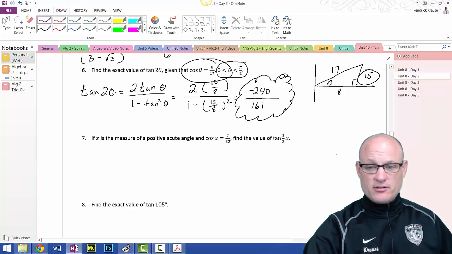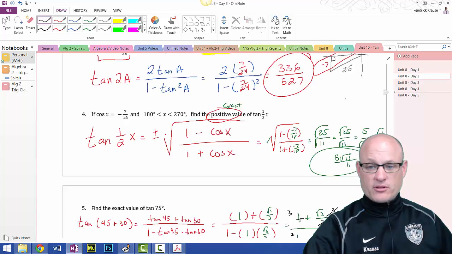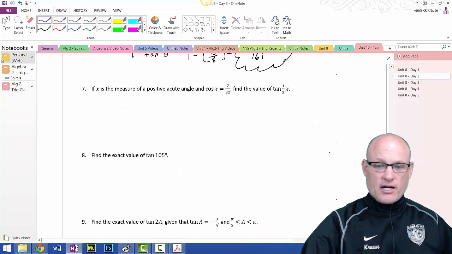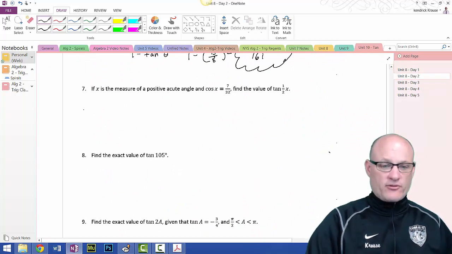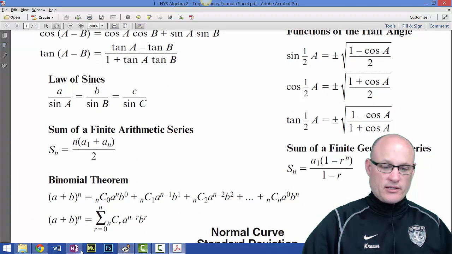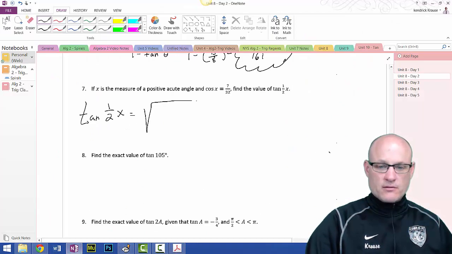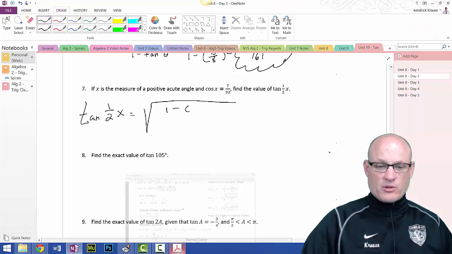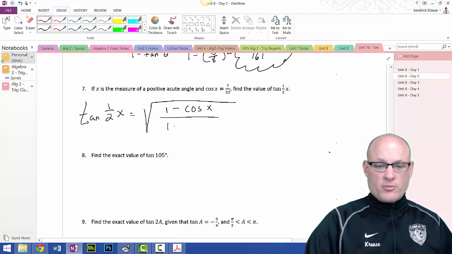Here we go again. That's tomorrow's work. All right, so we're going to do tangent of 1/2 x. Oh, good, I was nice to you again. If you'll remember, tangent of 1/2 x is 1 minus cosine of x over 1 plus cosine of x.